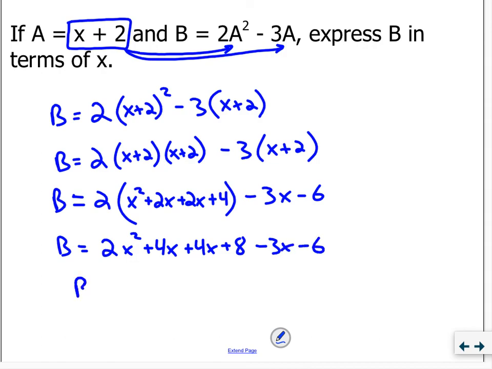Now I'm going to combine my like terms. So I have my 2x squared. Let's see, I have a 4x, and a 4x is an 8x. 8x minus 3x is a positive 5x. And then 8 minus 6 is 2. So that's what polynomial b is in terms of x. So hopefully you see that multiplying polynomials, doing a lot of distributing, and then combining like terms.